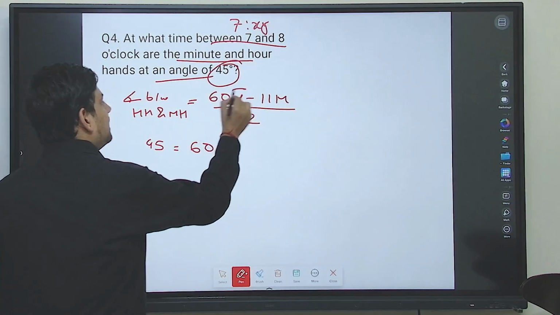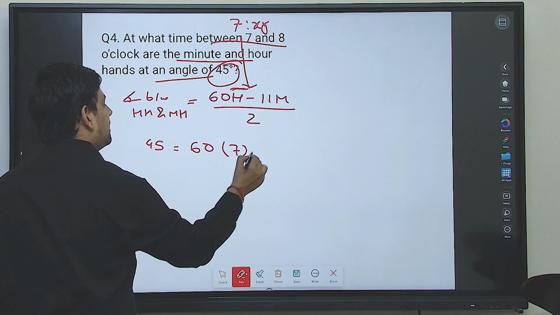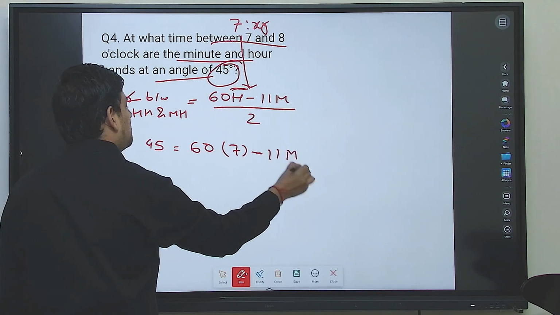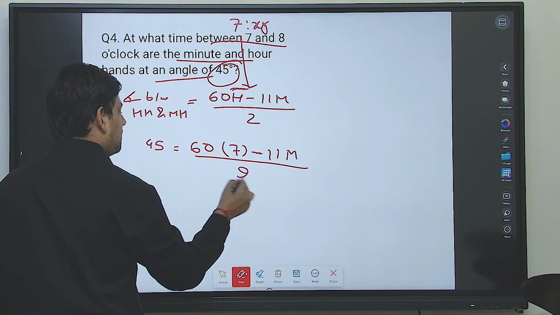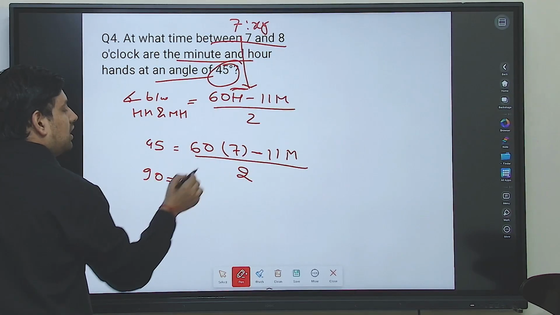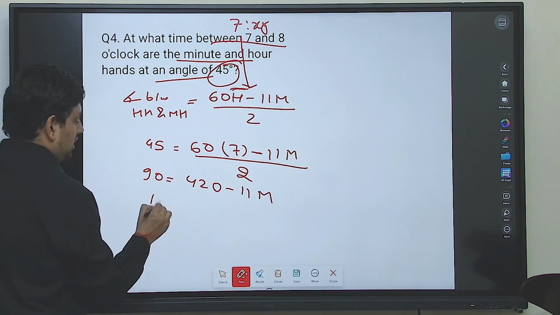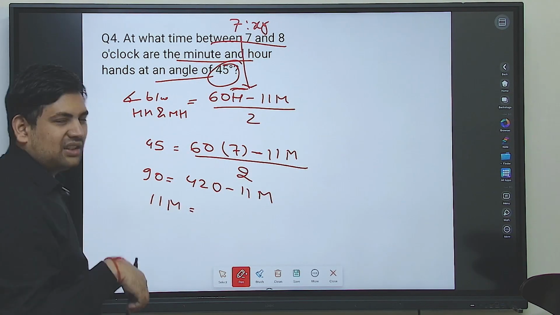I will write here whatever hours are completed. So 7 hours are completed. So I write 7 here, minus 11m. I don't know the value of m, that we will calculate, divided by 2. Then you can send the 2 here. So this becomes 90 is equal to 6 sevens are 42, 420 minus 11m. So then 11m becomes 420 minus 90.